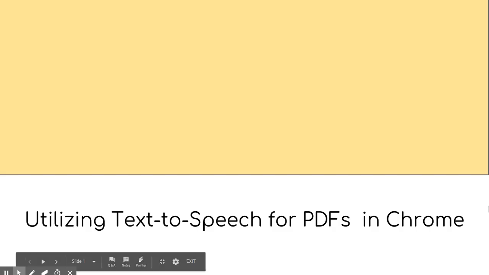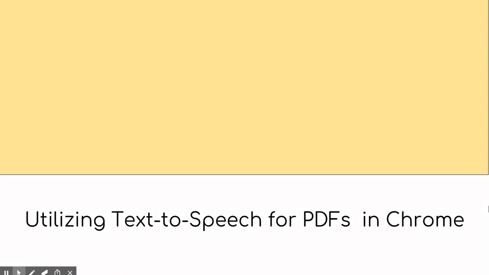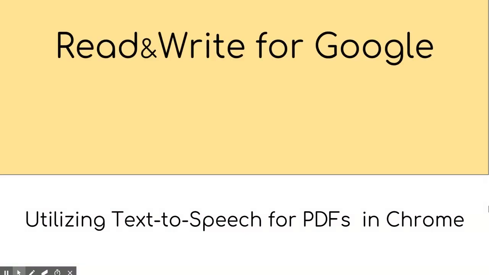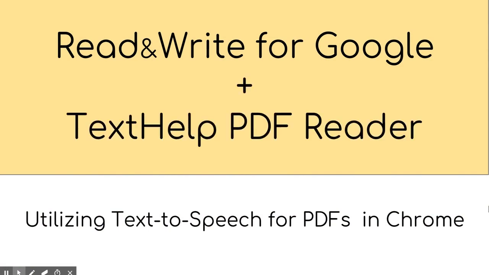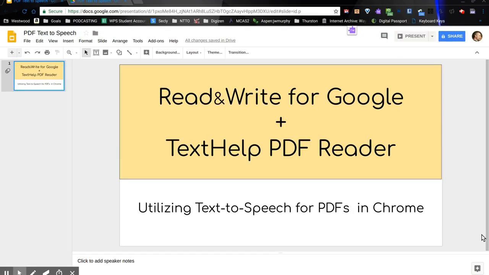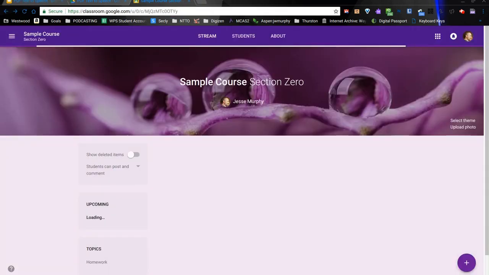If you or your students use text-to-speech, you may have found that PDFs can be challenging files. There is an extension called Read and Write for Google that will help with text-to-speech, but you also need a companion extension called Text Help PDF Reader. If you have both extensions installed onto your Chromebook or in Google Chrome, the easiest thing to do for PDF text-to-speech is simply to try to open the PDF.